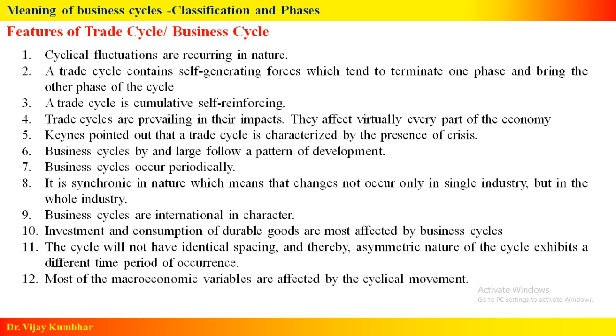Investment and consumption of durable goods are the most affected by the business cycle. It is seen that the investment and consumption of durable goods are mostly affected in the business cycle. The cycle will not have identical spacing, and thereby the asymmetry in the nature of the business cycle is exhibited at different time periods of occurrence. It means every business cycle is not similar in terms of time span or the duration of the phase. Many times it is found that each business cycle has a different time span, or each phase of the business cycle has a different time. Most of the microeconomic variables are affected by the cyclical movement.